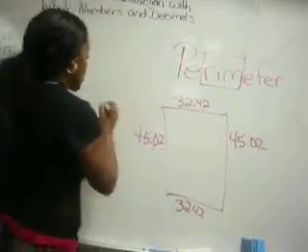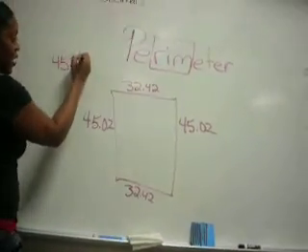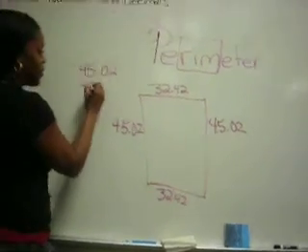So therefore, I'm going to take 45 and 200 plus 45 and 200.